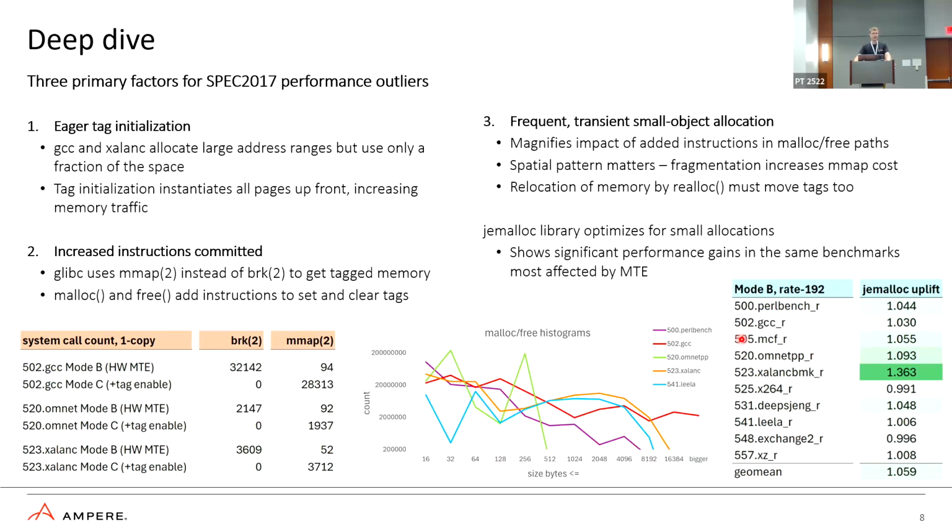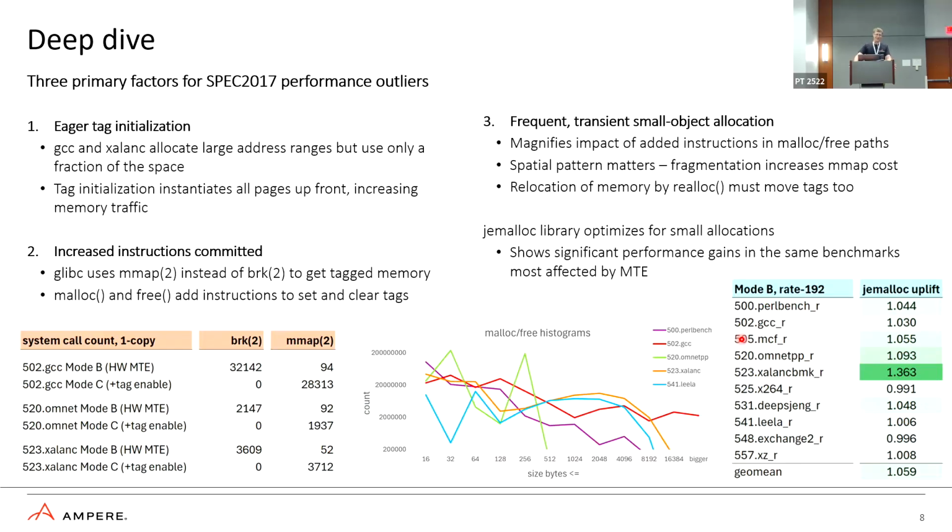GCC also calls realloc a lot, which, if it has to move the memory, has to move tags as well, which is some extra cost. We tried running the SPEC with jemalloc, which is a different allocator library optimized for small allocations. And you can see on the bottom right there that all of the benchmarks which are most affected by MTE also gain a lot from jemalloc. So that kind of backs up the theory that these small allocations are an issue.